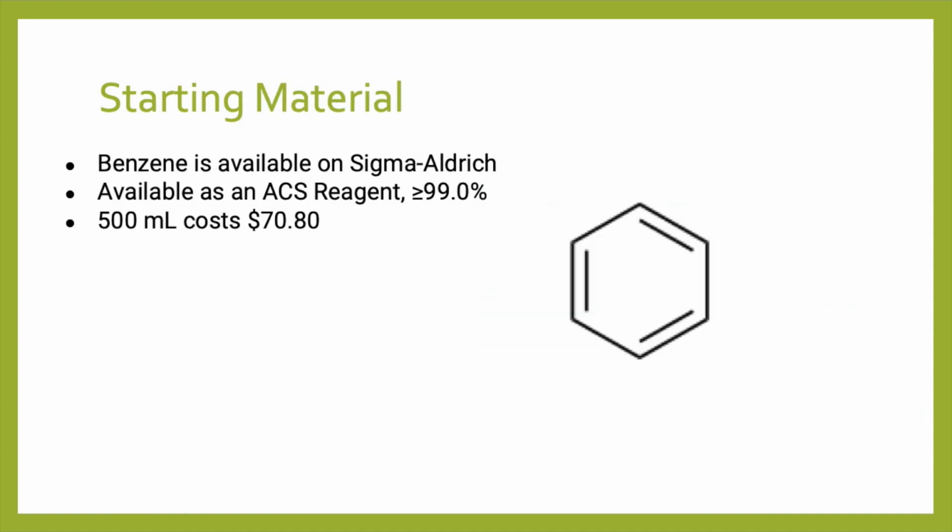The starting material for this synthesis is benzene. Benzene is available on Sigma Aldrich as an ACS reagent that is over 99% pure. 500 milliliters of the chemical can be purchased for $70.80.